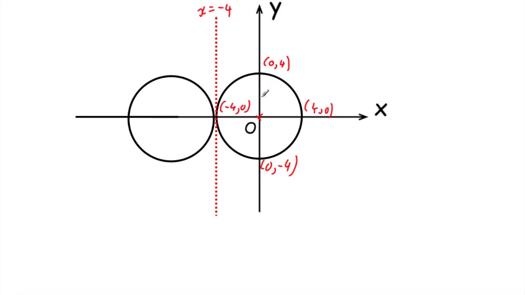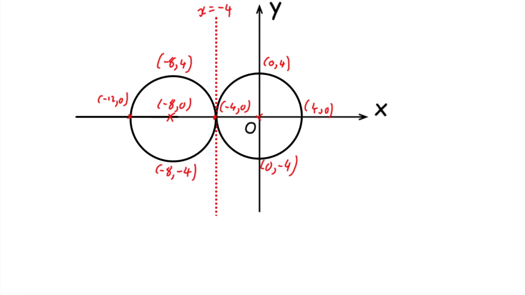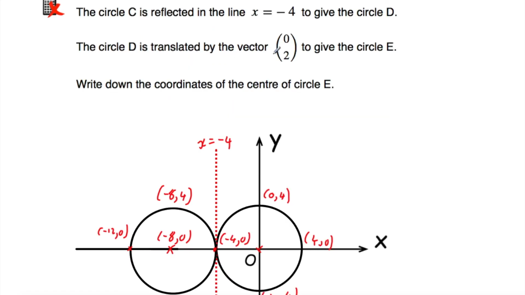Okay, so we've reflected circle C to get circle D. I've just drawn the circle after the reflection, and I've also extended the x-axis. This point here is on the mirror line, so that's the point (-4, 0), and that point's on the circle. The circle has got a radius of 4, so if this point is (-4, 0), the centre of the circle will be 4 across, so that'll be (-8, 0). And this point over here would be (-12, 0). This point down here, if I go down 4, would be (-8, -4), and this point up here would be (-8, 4). So that's circle D.